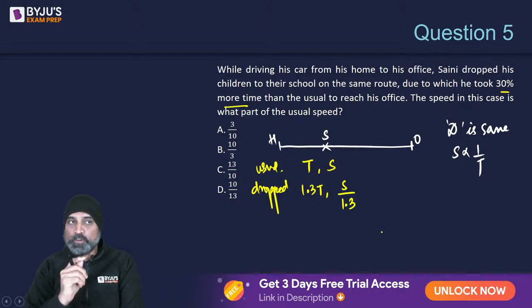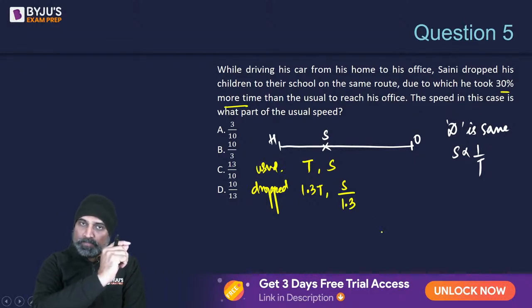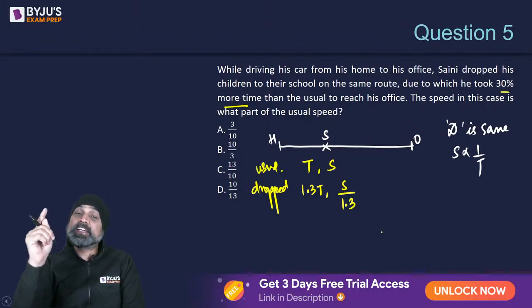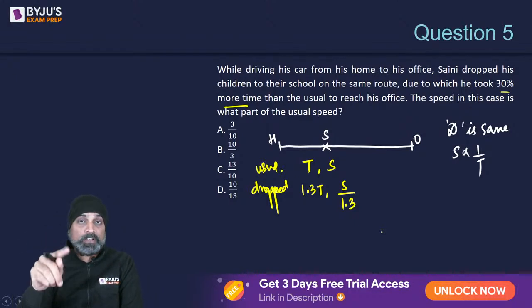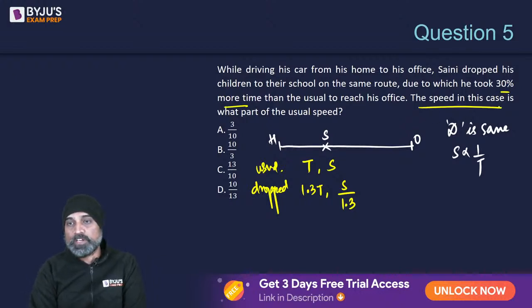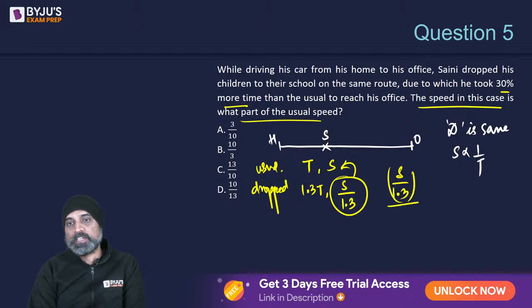In other words, if you are multiplying time t by a number, you are supposed to divide the speed s by the same number. Now the question asked is, what is the speed in this case as part of the usual speed? So the question asked is s by 1.3 is what part of the usual speed. So s cancels out. We have 1 by 1.3.